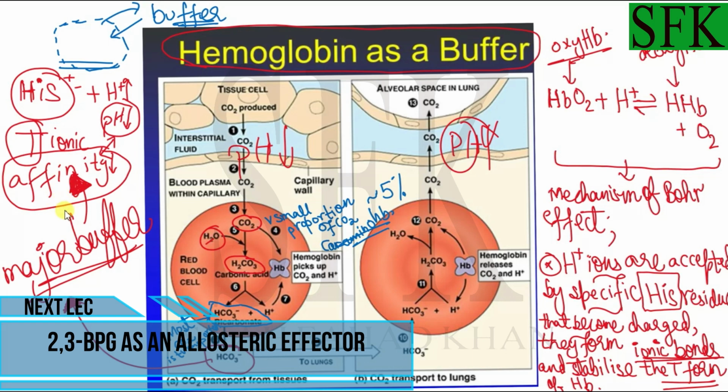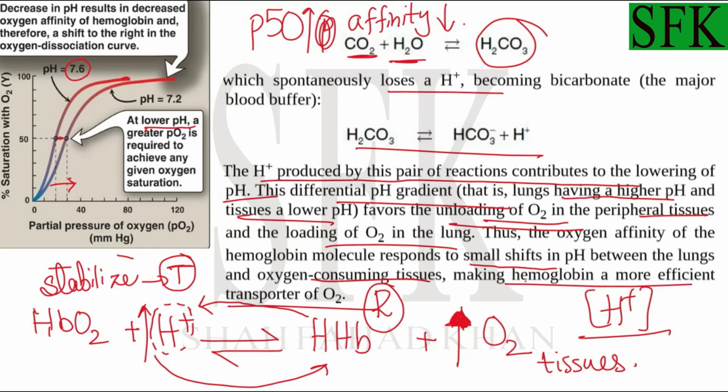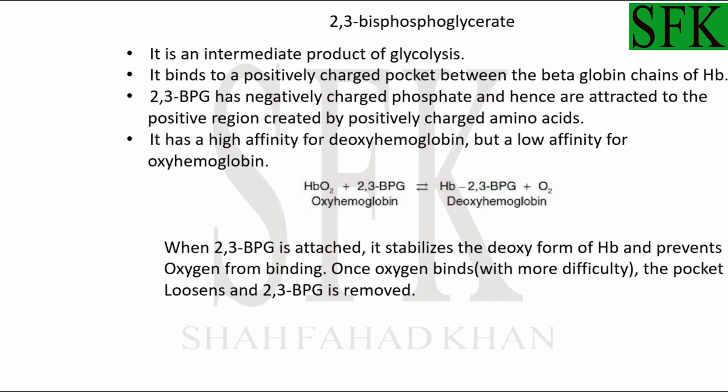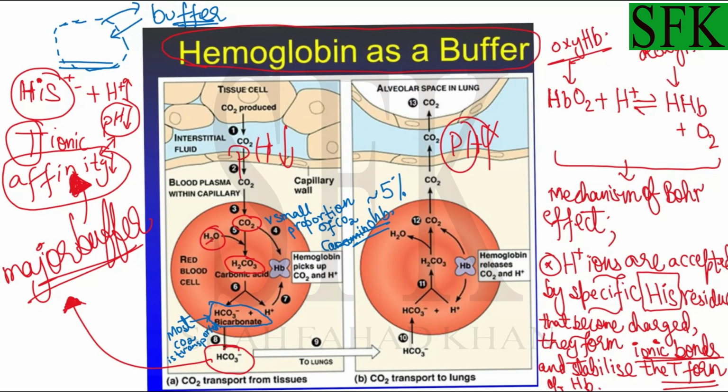Okay, so that's it for hemoglobin and the Bohr effect. We've talked about two allosteric effectors. The third allosteric effector is 2,3 bisphosphoglycerate, and we'll talk about that in the next lecture.